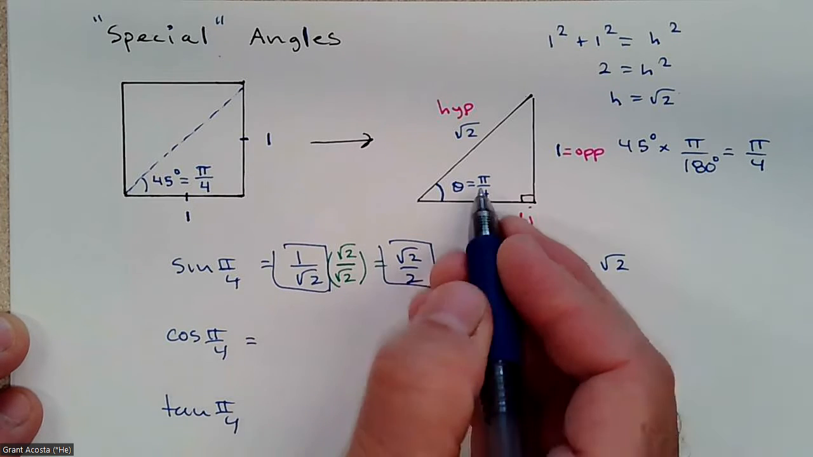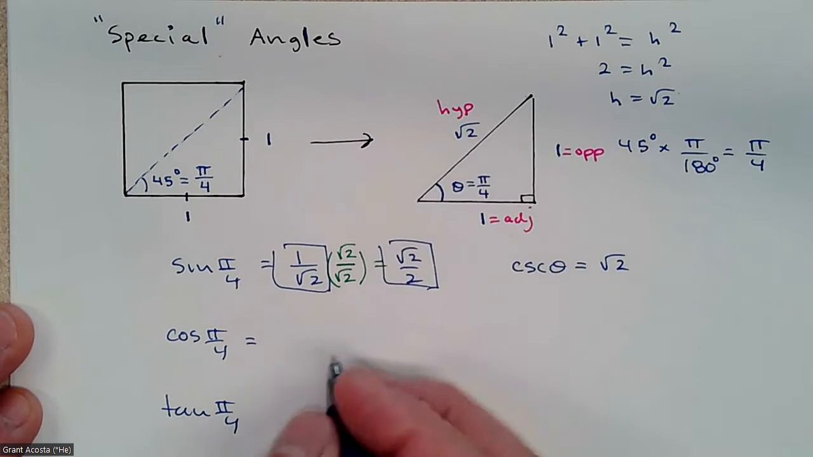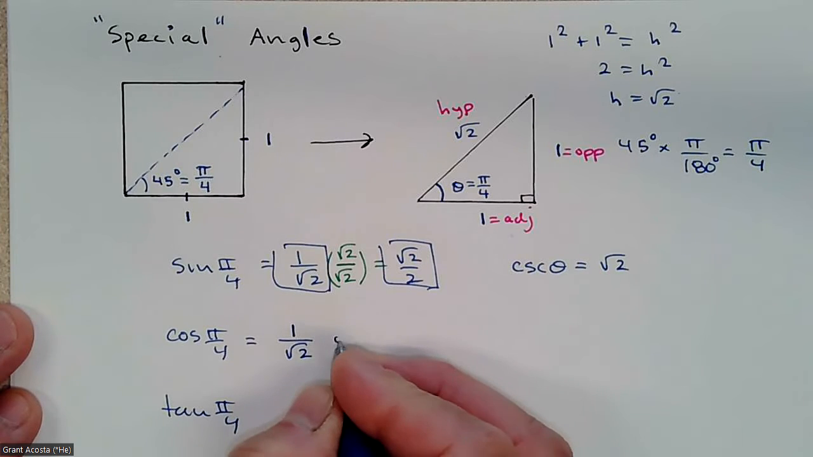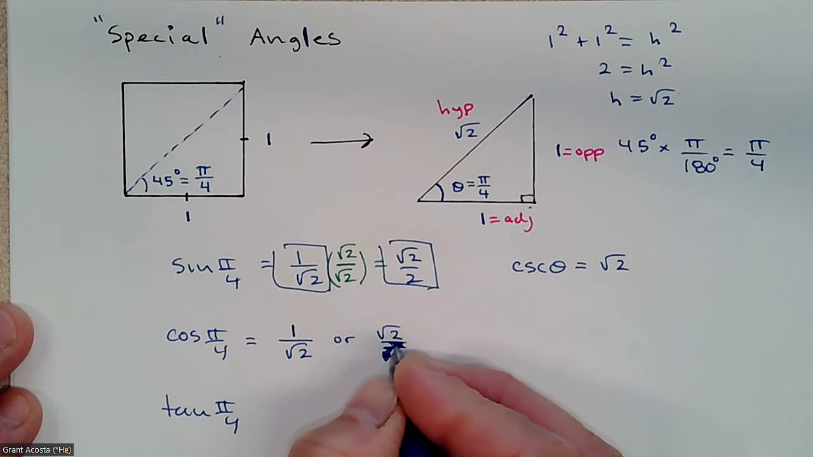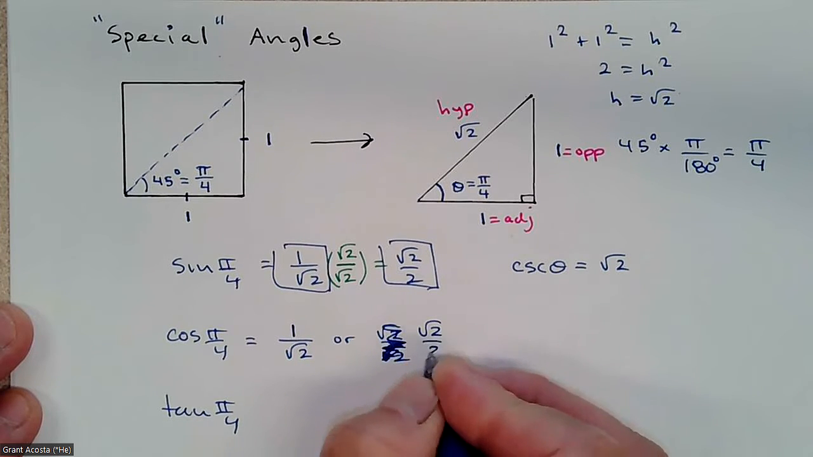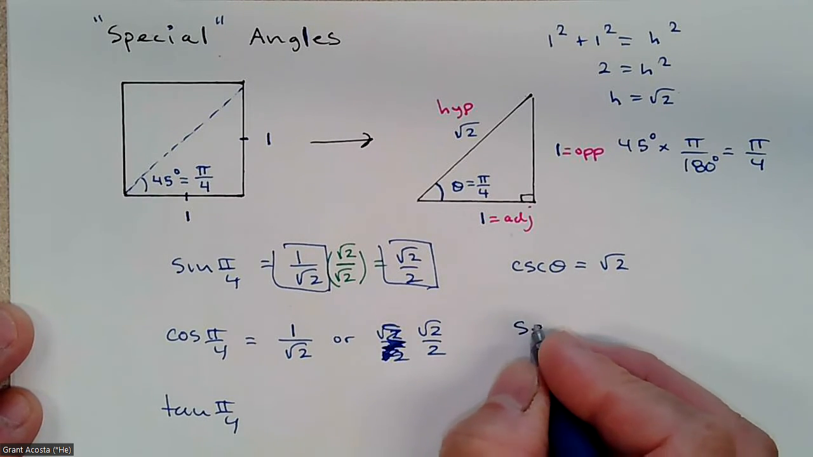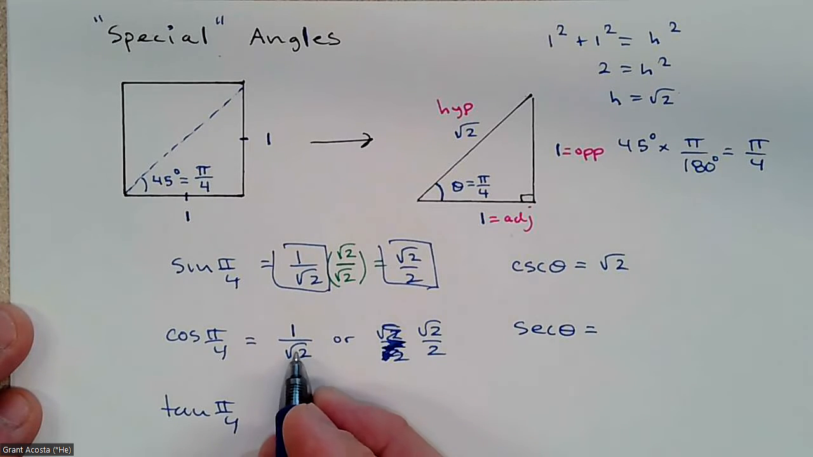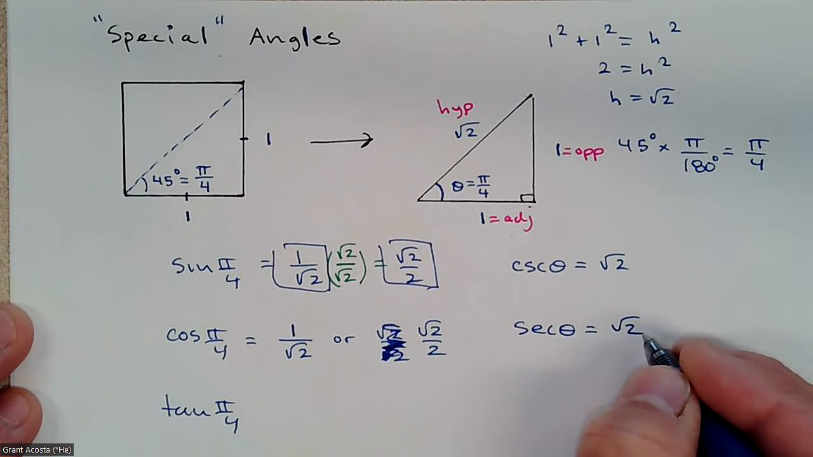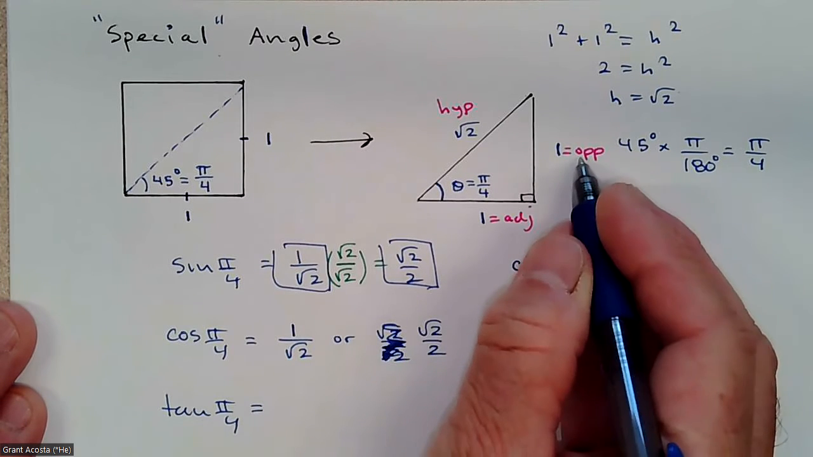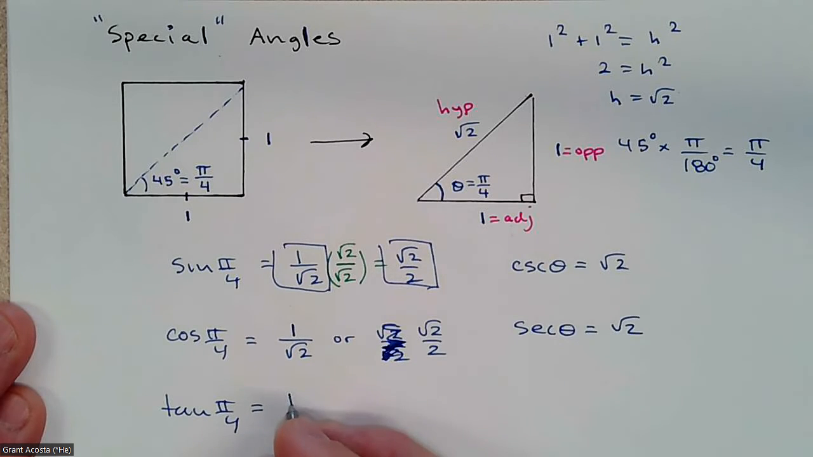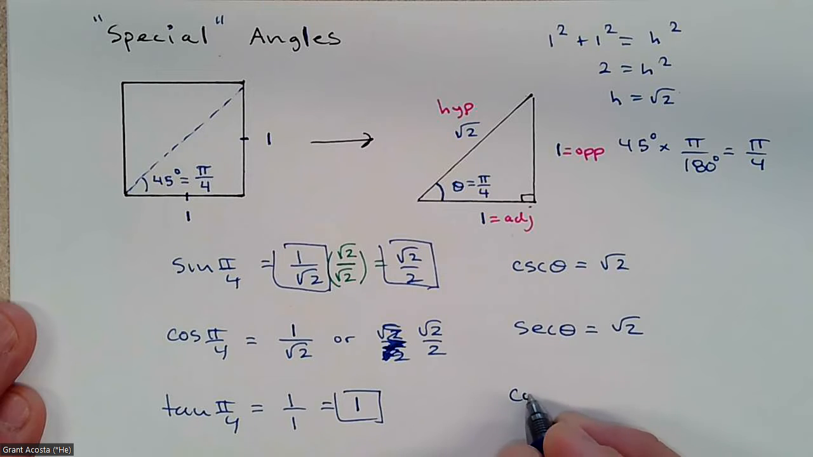Cosine of pi over 4. Cosine is the ratio of adjacent over hypotenuse. So that is also 1 over root 2, or as we saw, that could be written as root 2 over 2. So I could also figure out that the secant is the reciprocal. I'll just take the reciprocal of that again. The secant of pi over 4 is also root 2. Tangent of pi over 4 is the ratio of opposite over adjacent. That's 1 over 1, which is just 1. So that means the cotangent of theta, the reciprocal of 1, is still 1.